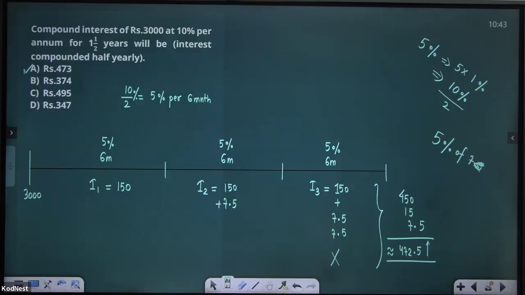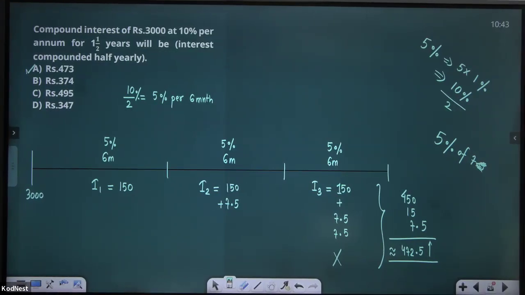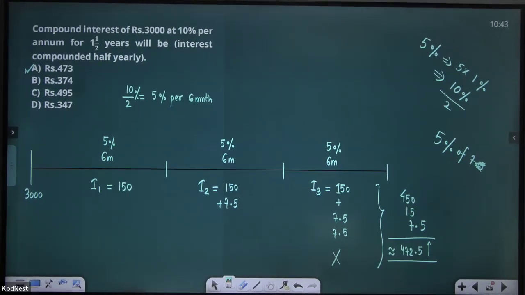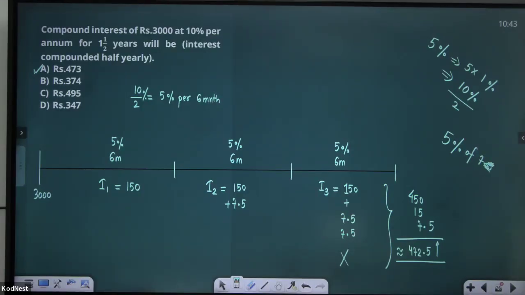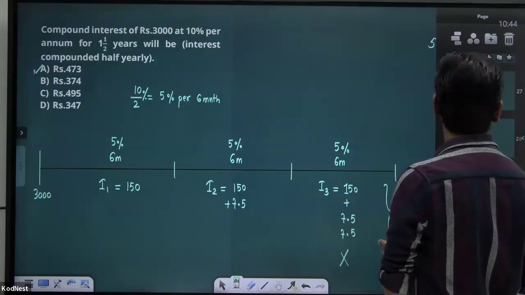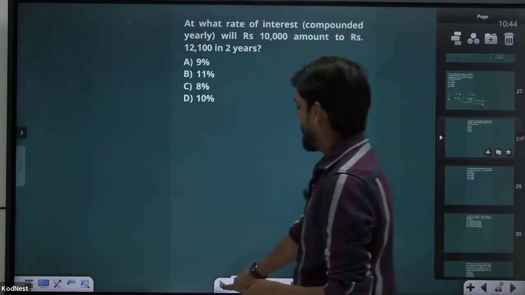Okay, voice is low. Can you join once again? Because disturbance, only you are seeing. Rest of the students are not seeing disturbance. Can you join once again? All right.